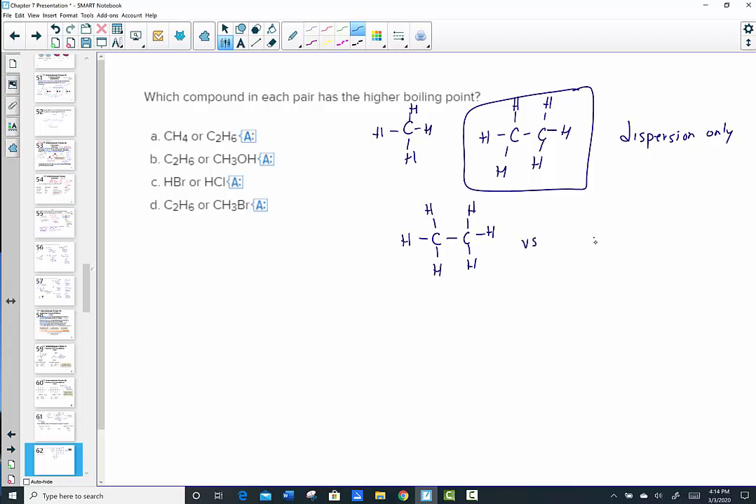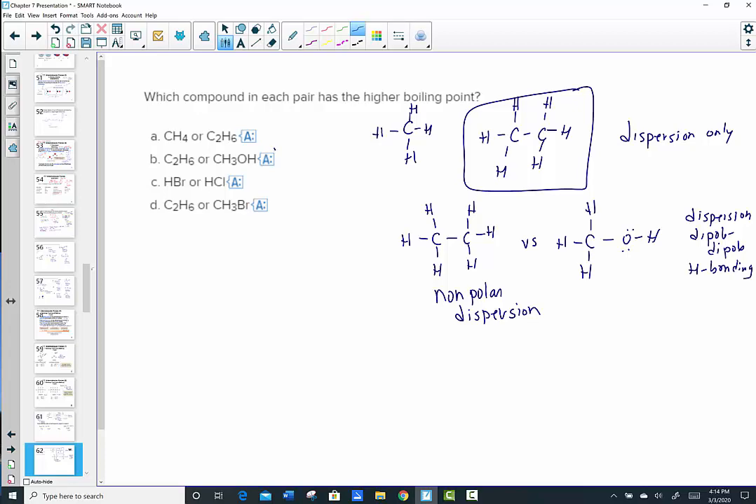Versus CH3OH. Now, seeing these, you can tell that this is nonpolar, so this will have dispersion only. Whereas this guy is not only polar, so it's going to have dipole-dipole, but it also meets the criteria for hydrogen bonding, doesn't it? I see an O directly attached to an H. That one was easy.